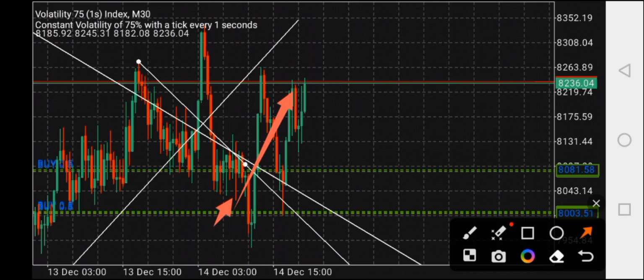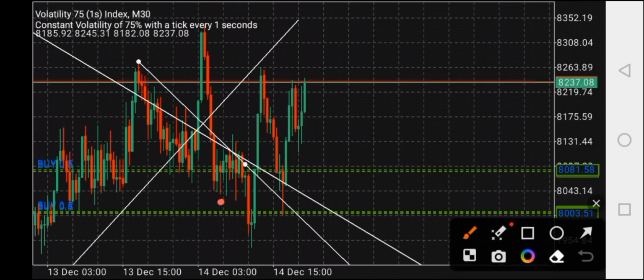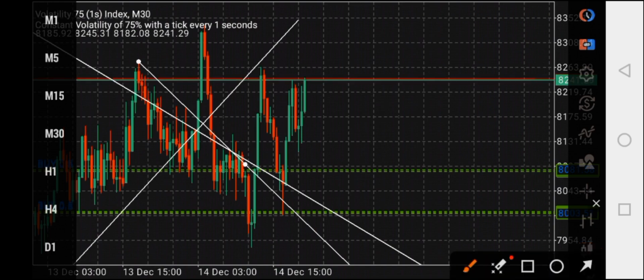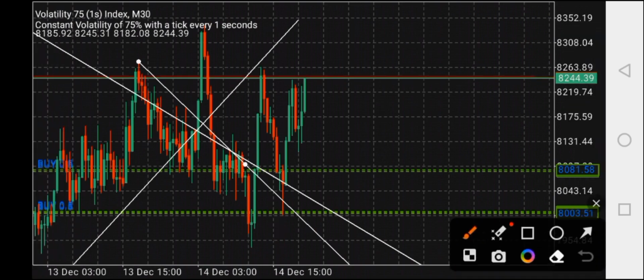So price broke it and then came down, right? Price broke it and came down. So that was what I saw. So I did not take my trade from here. First of all, I waited. So what price did was that price came down and actually arrived on this my 30 minutes trend line after I broke it.